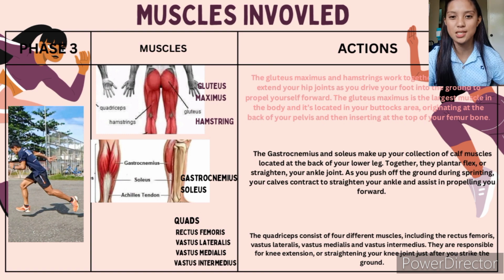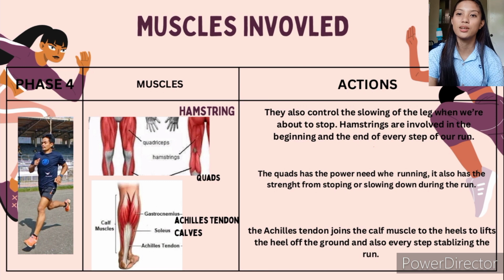So that is in the phase 3, and now let's move on to the phase 4. Now in phase 4, we have also here the hamstring. They are also controlling the slowdown of the leg when we are about to stop. Typically, hamstrings are involved in the beginning and at the very end of every step when we run. So that is why naa siya ang hamstring sa phase 1 hantod sa phase 4.